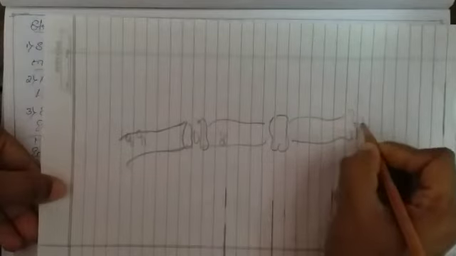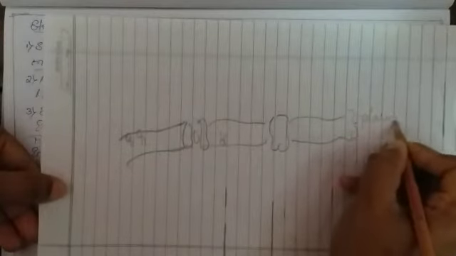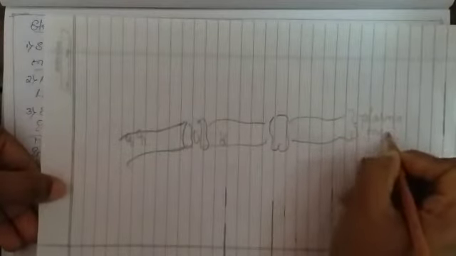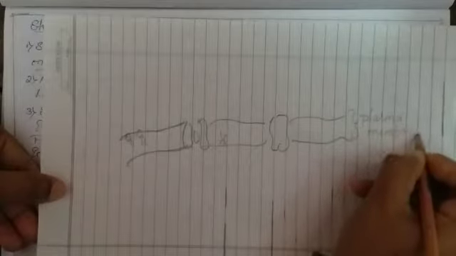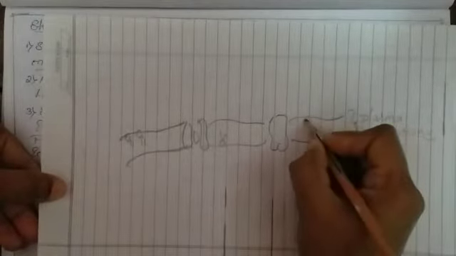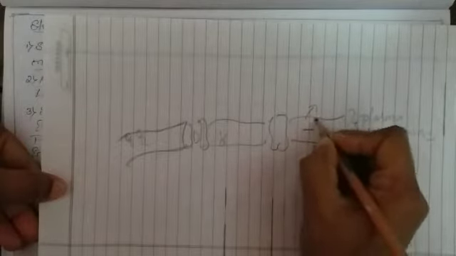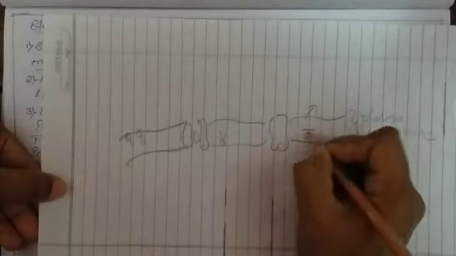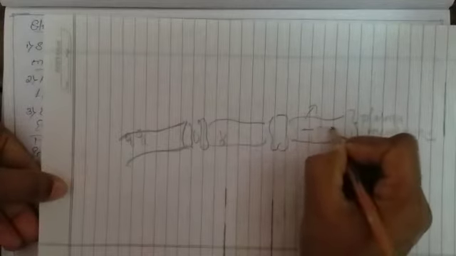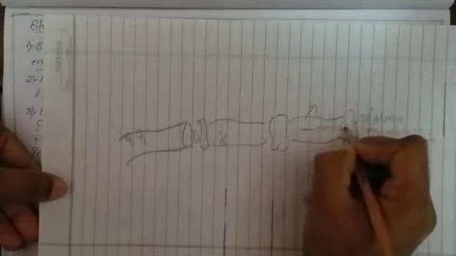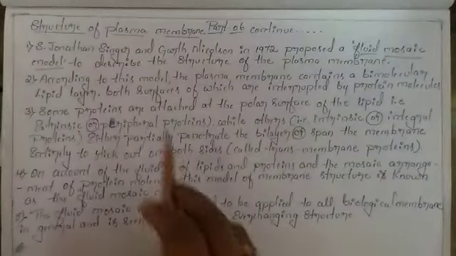I'll show you. This is the plasma membrane, students. This is the outer layer and this is the inner layer. This is the two-layer fluid mosaic, meaning in between these two there will be proteins. Am I clear? This is how the structure is, students. This is the plasma membrane.